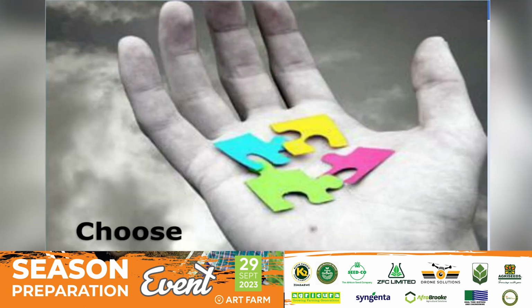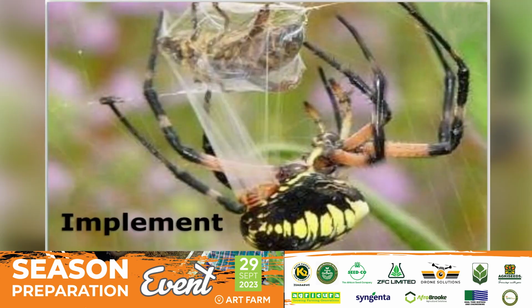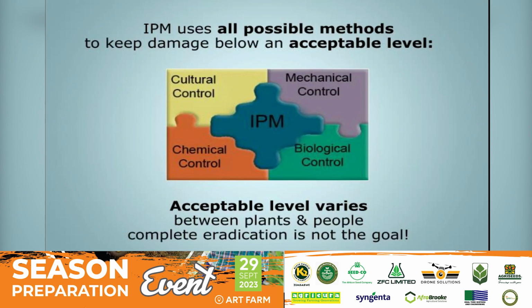Choose. So you're choosing your available options. Let's go to the next. Implement. Let's go to the next. Right, so there's cultural, there's mechanical, there's biological, there is chemical control. And we are saying the chemical should be the last. Mechanical, it's an option that you can consider. Biological control, it's an option that you can consider. Cultural is also another thing.